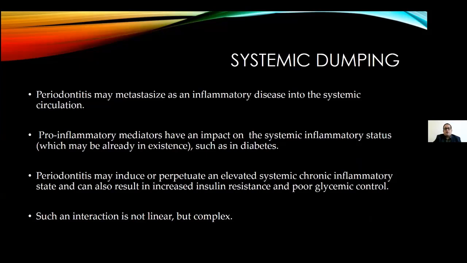I bring to you a particular term which has appeared in the literature for quite some time, what is referred to as systemic dumping. This was put forward by Prabhu et al. The basic fundamental concept behind this is that periodontitis may metastasize as an inflammatory disease into the systemic circulation, thereby bringing about an upsurge in the pro-inflammatory mediators, which impacts the systemic inflammatory status, especially when the particular individual already has one, such as diabetes. And periodontitis may induce or perpetuate an elevated systemic chronic inflammatory state, resulting in increased insulin resistance and poor glycemic control. Now, such an interaction is not linear, but quite complex.